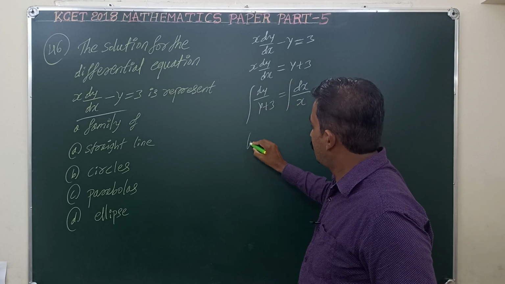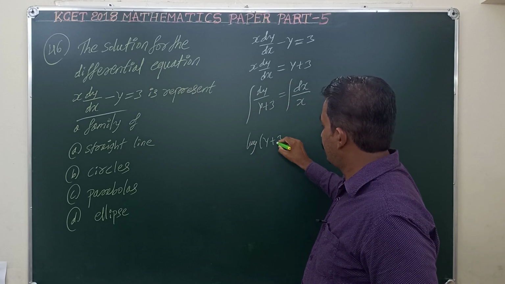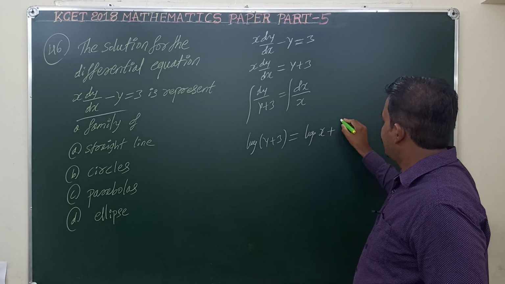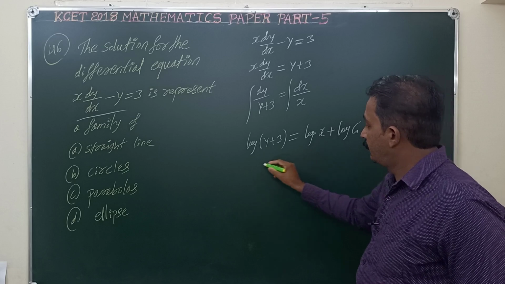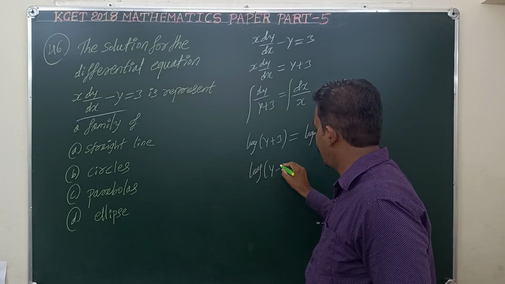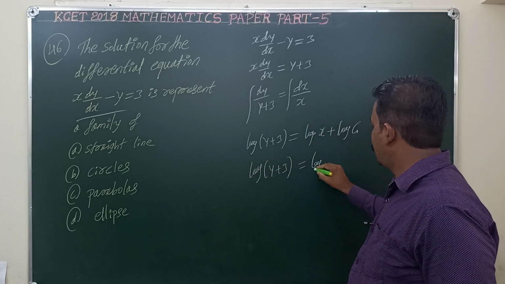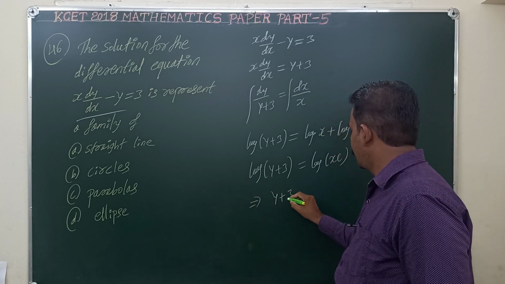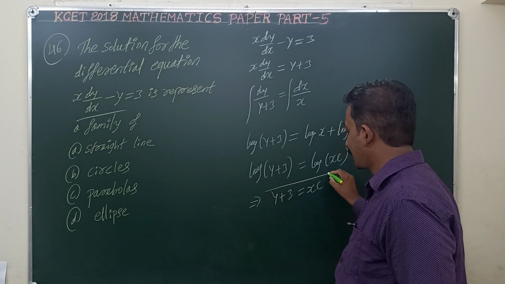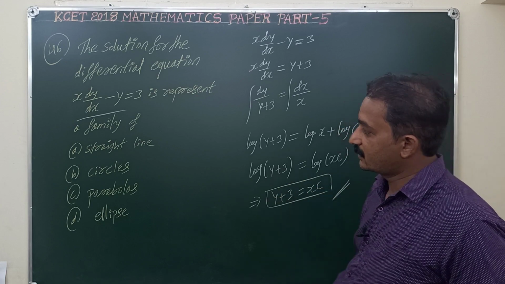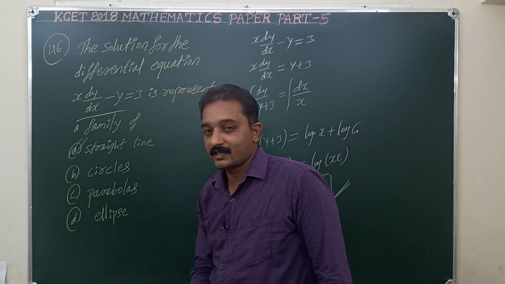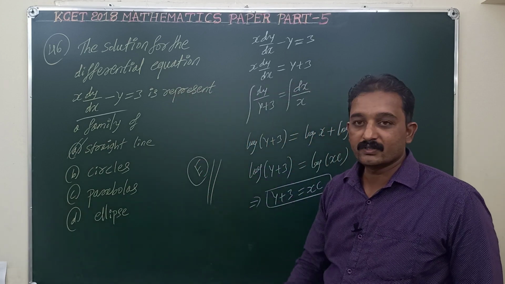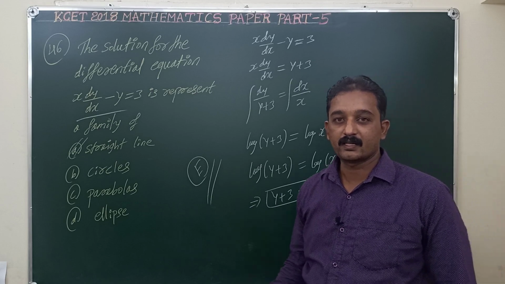So this becomes log of (y plus 3) base e, it is understood, equal to log x base e plus the integral constant log c. Now it becomes log of (y plus 3) equal to log of (x into c). Now this implies y plus 3 is equal to x into c. This is a straight line. So it represents a straight line. The solution of this differential equation is a straight line. This is an easy question. All the students solve this question easily because they have already solved this type of question in the NCERT textbook. Take down.